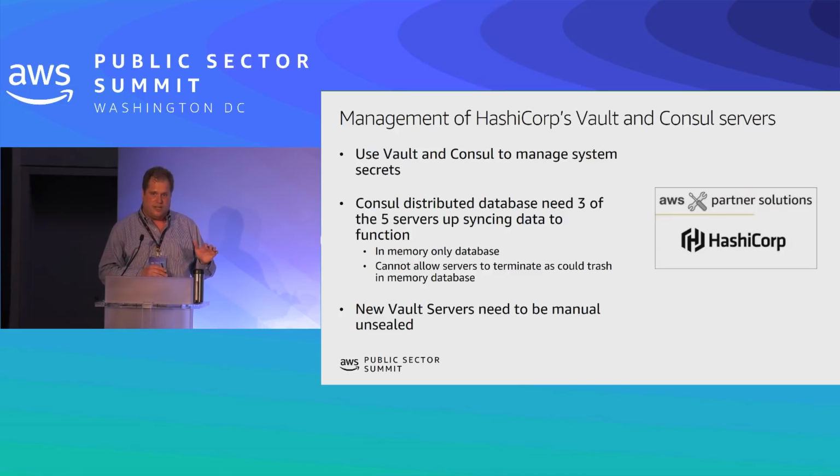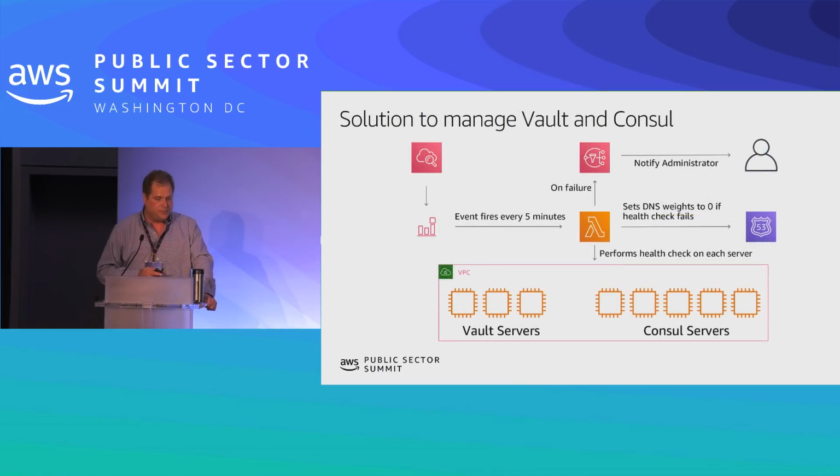Consul is a distributed database that's used by Vault on the back end, and it's an in-memory database, so we need to have multiple Consuls up, and we can't have them all get shut down or we lose our data. So we devised a solution, which I'll show you in just a sec, but I also want to mention the Vault server. It has an issue too. When it first comes up, it needs to get fed the keys to unseal and be able to get to the data in Consul. So there are two places where the administrators have to get involved in the system. This is our solution for managing that.